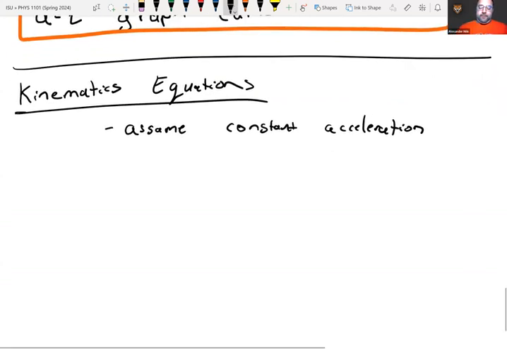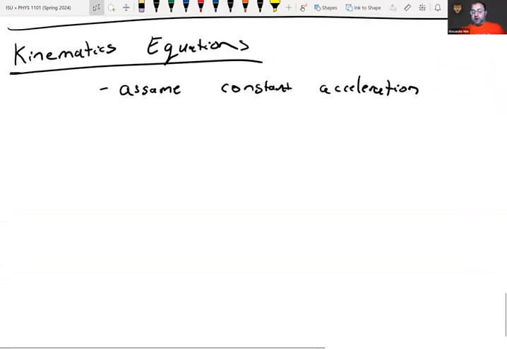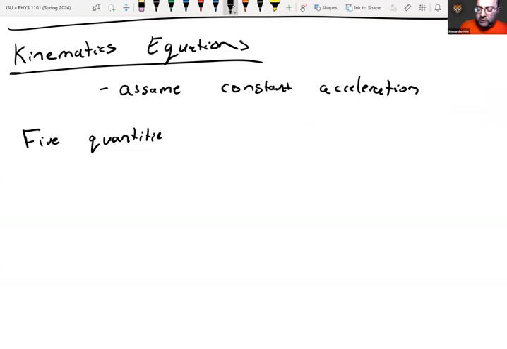Now, if you don't have constant acceleration, you can't really deal with them. Now the other thing to know is that 5 quantities are used in these equations. They're not all used in a single equation, but basically it's a family of equations. These equations describe relationships between these 5 quantities given constant acceleration.